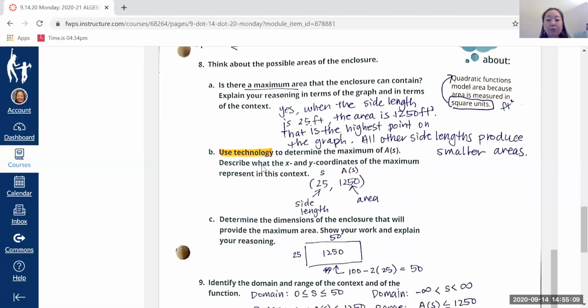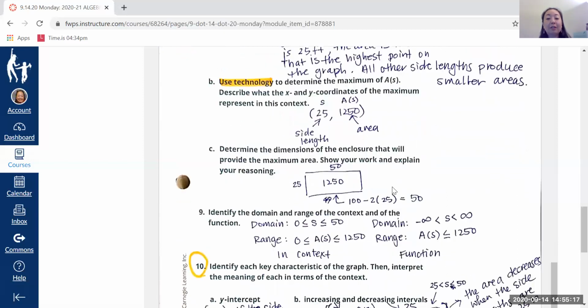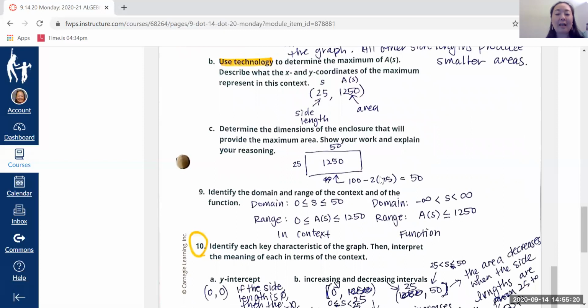Describe what the x-coordinate of the maximum represents. I kind of already did that up here. So this part should have actually been down here. Sorry. You can do that yourself. Then for part C, determine the dimensions of the enclosure that will provide the maximum area, and show your work and explain. So I'm going to figure out what that is.